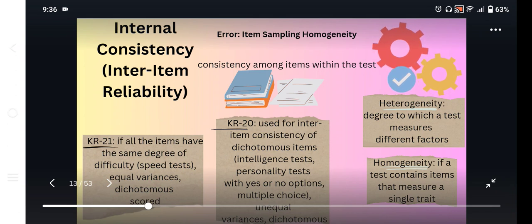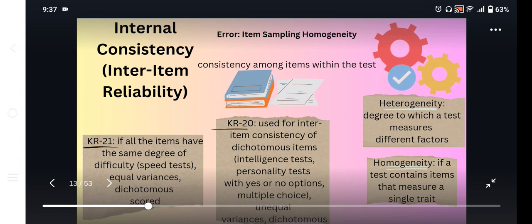Punta na po tayo dito sa internal consistency. Inter-item reliability. Okay? Internal consistency estimate of reliability or estimate of inter-item consistency is used when an estimate of the reliability of the test is obtained without developing an alternate form of the test and without having to administer the test twice to the same people.